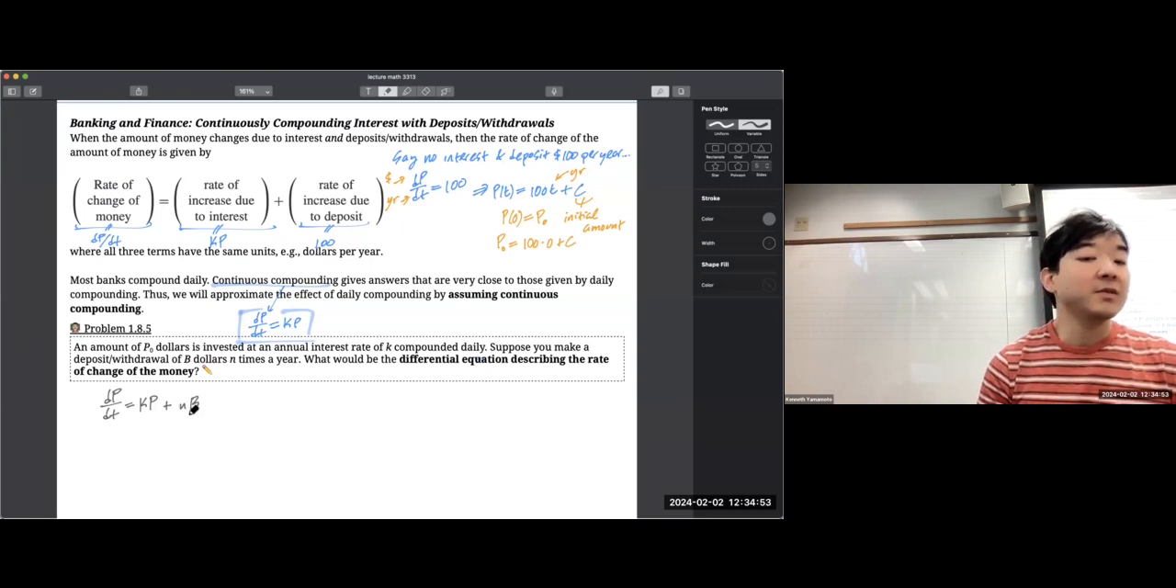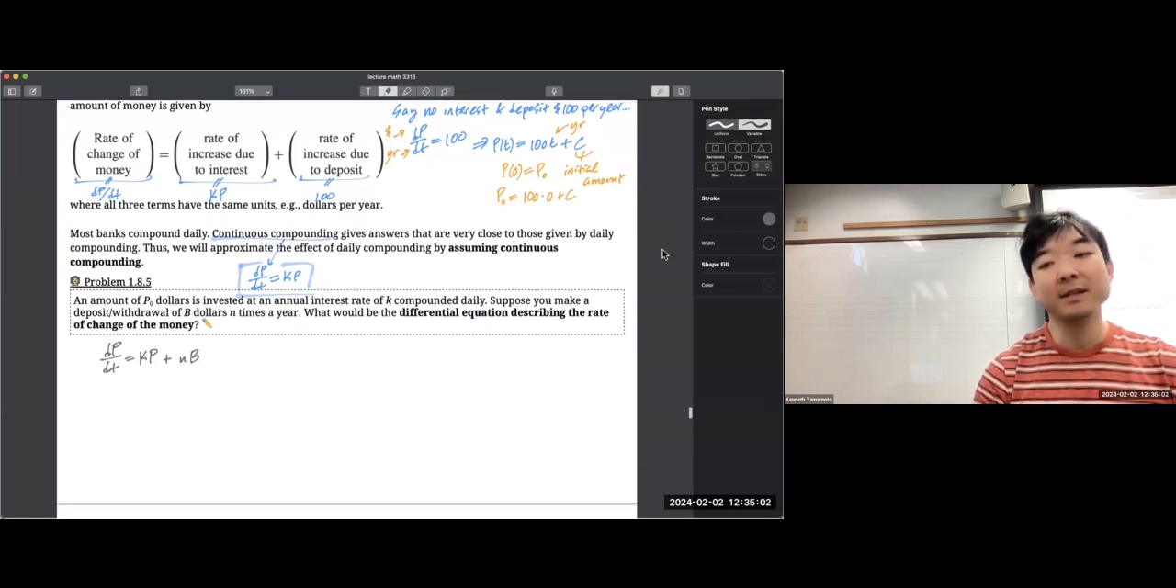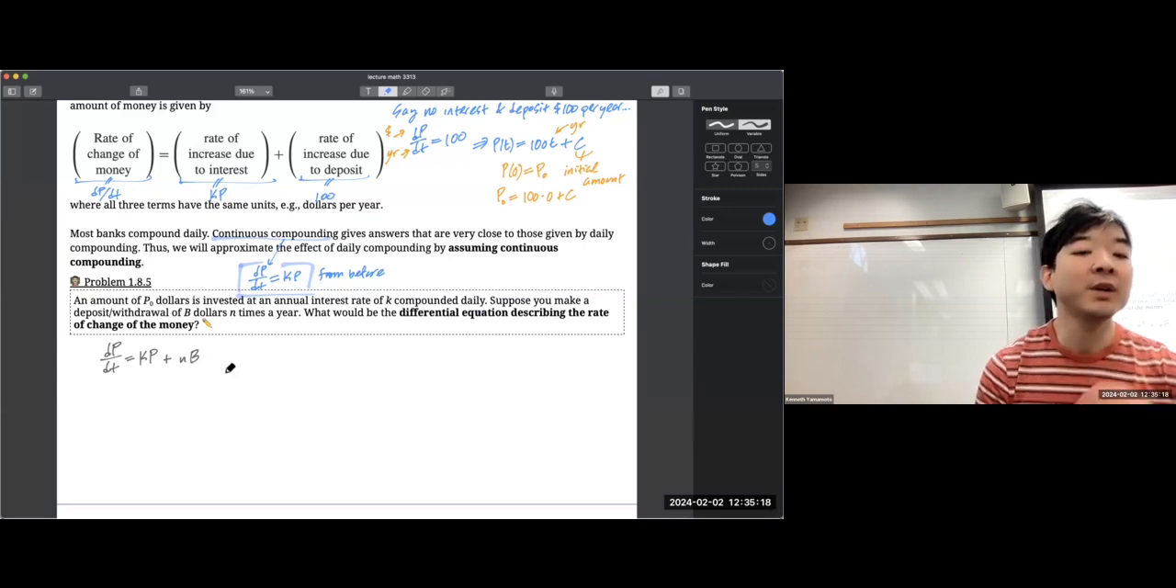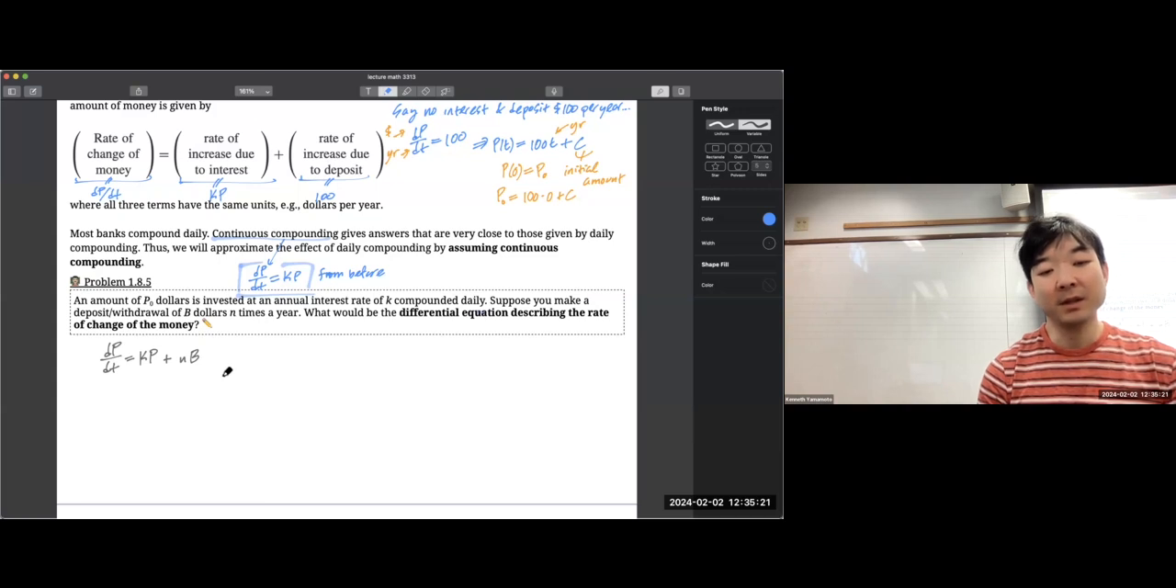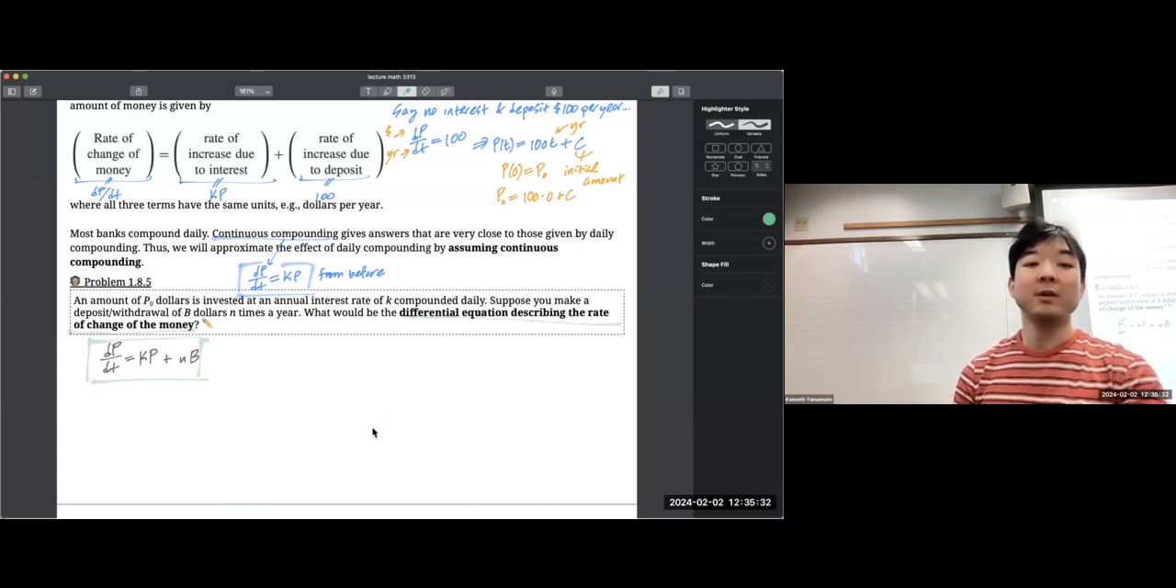And the B could be negative. So this could have been negative 100 if we're interested in withdrawing money. So this is the differential equation. It's different from this blue box from before. The one we had before only had a term due to the interest. But now we're going to have another term here, NB, which is modeling that you're putting in B dollars N times a year. So this is the differential equation describing the rate of change of money for this situation. So I'll underline this in green and put a box around this. So this is the new differential equation.